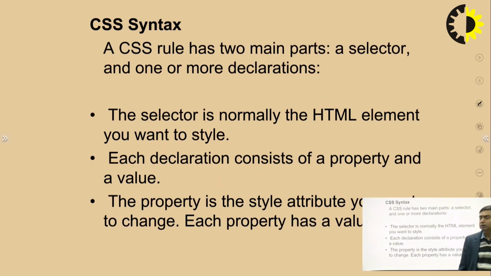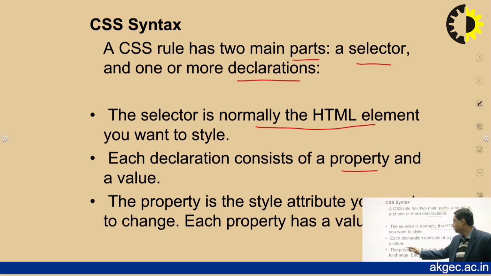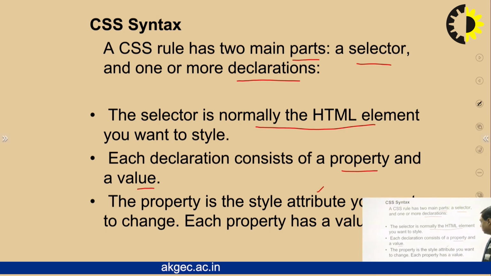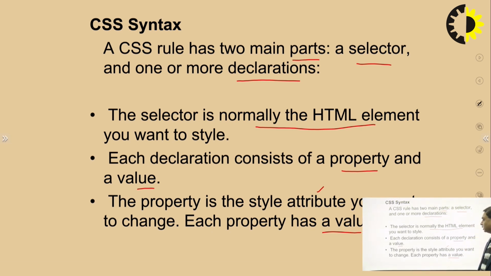Now, how will you write CSS? There are two main parts for writing CSS: one is the selector, the second is the declarations. There can be one or more than one declaration. The purpose of the selector is to select the HTML elements that you want to style. Each declaration consists of two parts: one is the property, the second is the value. The property is basically the style attribute. Like color is the property, and you can provide a value to this color. That is called the value of the property. So whenever we use a declaration, the first part has the property and the second part has the value.